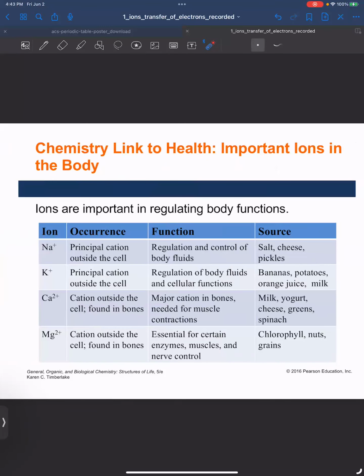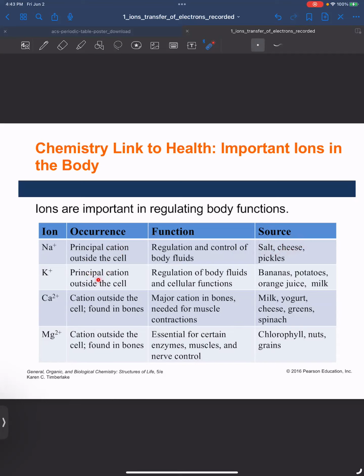Now, understanding ions is really important to understanding our body. These are some of the ions that are important in regulating body functions. So for example, sodium is the principal cation outside the cell. Cation is just another word for a positive charged ion. Sodium cation is important for regulation and control of body fluids, and we can get that from salt, cheese, and pickles.